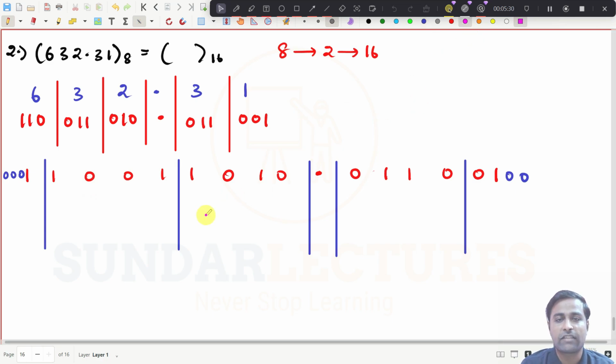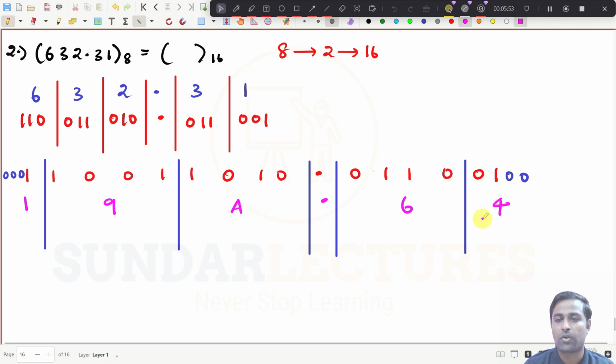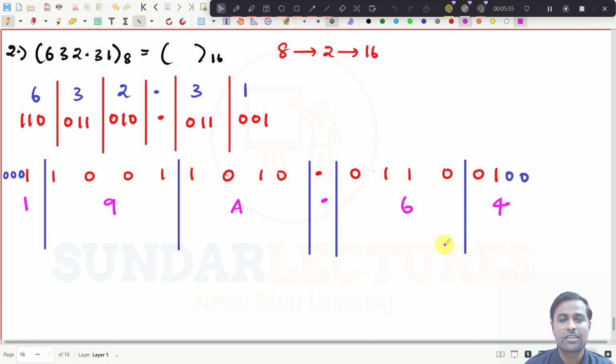And now you can straight away write what is 1, 0, 1, 0? It is A. And 1000 is 8. 1001 will be what? 9. Straight away. What is 0001? It is 1. And there is a point here. And what is 0101? It is 5. 0110, then it will be 6. And then 100. 100 will be 4. So this is the final answer. So what is the actual thing?